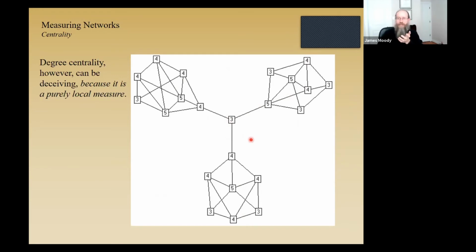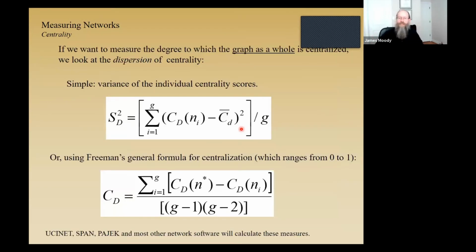Now, centrality is a score that captures an individual's position in the network. We're often interested in also characterizing the distribution of centrality across the entire network. And we do that with things that are called centralization scores. So centrality is an individual score, centralization is a graph score.